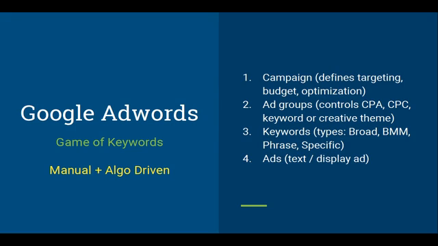Now you can add keywords in multiple formats. The formats are broad, BMM, which is broad modified match, phrase match, and specific, right? So by broad, what Google essentially means is, if you add something like Bollywood, right? Google has its own understanding of the term Bollywood. It will say Hindi movies also means Bollywood. It will say Amitabh Bachchan movies also means Bollywood, right? So it will have that understanding, and it will show your ad even to people who are searching for those related terms. They might not be the exact term that you put. So that's essentially what broad means, right?